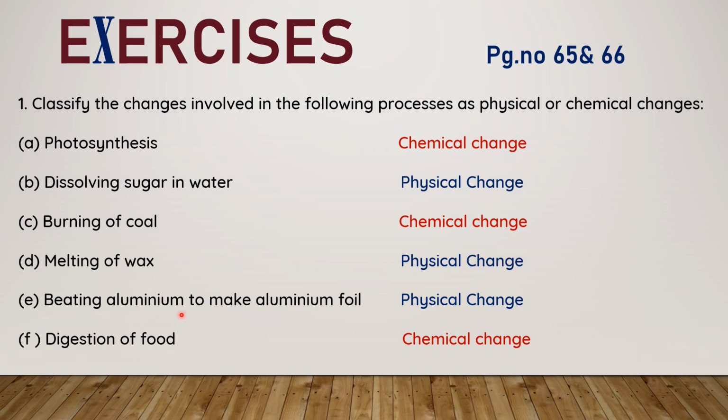Next, beating aluminium to make aluminium foil. That is also a physical change because here no new substance is formed, it is still aluminium. Only the shape is changed. A chemical change is not happening here. So beating aluminium to make aluminium foil is a physical change. Digestion of food is a chemical change. Then we will go to the next question.